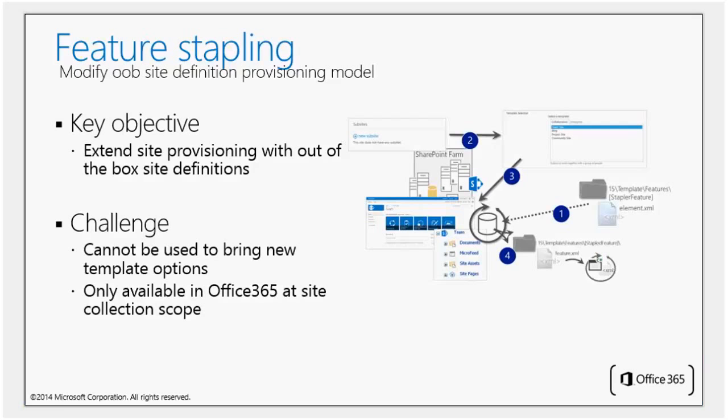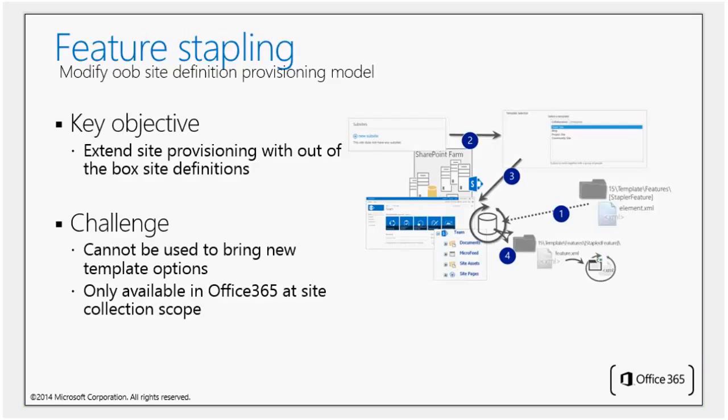And on the Office 365 side, which, well, we need to face it, is also the future of many of our customers, feature stapling is only available in the site collection scope. So we are unable to, for example, achieve personal OneDrive for Business branding using feature stapling, which is the classic example for feature stapling in SharePoint.